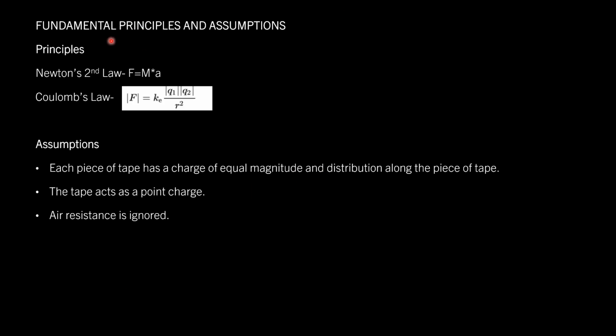To start things off, these are the fundamental principles and assumptions. We use Newton's second law, which is force equals mass times acceleration, and Coulomb's law, which calculates the force due to an electric charge. The assumptions we had were each piece of tape had a charge of equal magnitude and distribution along the piece of tape. The tape acts as a point charge, and resistance is ignored.